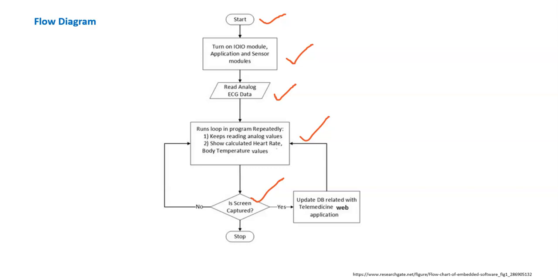So if condition is let it is true, then yes, then update database and go back to this point. Otherwise, there is no need to update database and go back to the same point, and so on, and that is stop of the flow. So overall, flow chart tells us about the flow of the process.